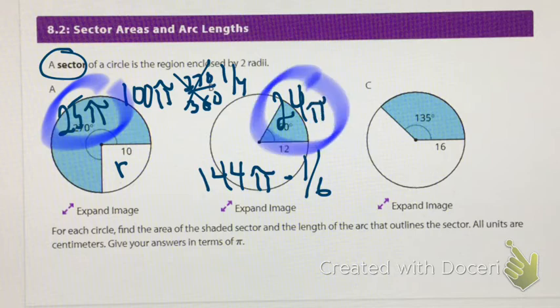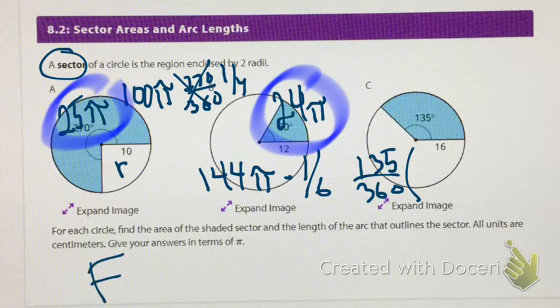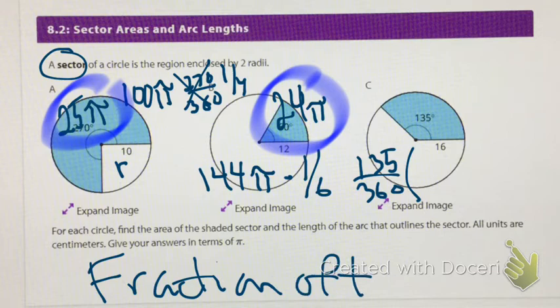And then over here it gets a little... 135, what the heck is 135? Well, if we want the fraction, it's got to be 135 out of 360. So it's always out of 360. That's the idea. And then the area, so it's a fraction of the area. It all comes down to fraction of the area. Now that fraction happens to be an angle measurement out of 360.